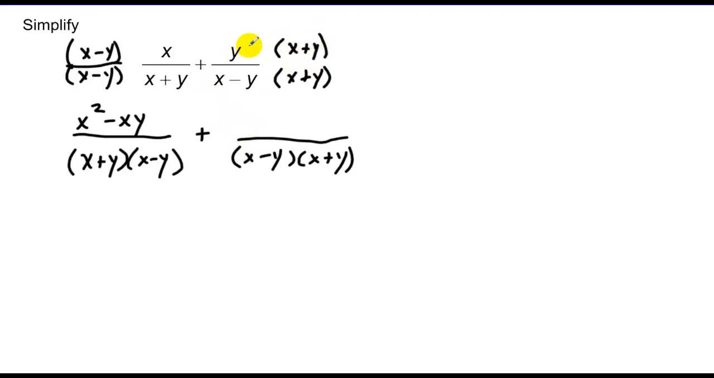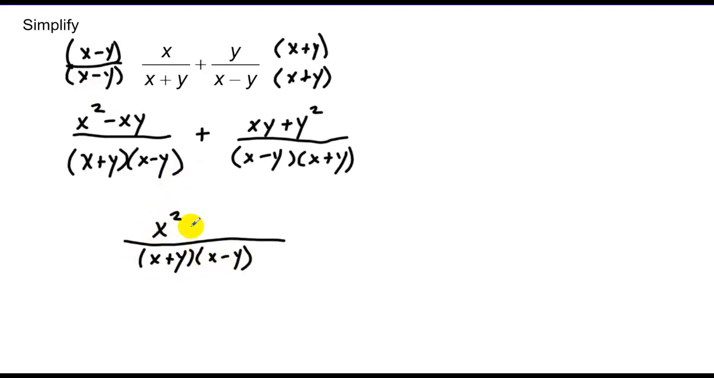Again we FOIL, or I'm sorry, we distribute, and then we add like terms in the numerator, keep the denominator the same. So in my denominator I have x plus y and x minus y again. In the numerator I have x squared plus y squared, and again we look to see if this factors. This is actually prime because I have a sum of two squares, so I'm done. No reducing can be done because I have no common factors to reduce.